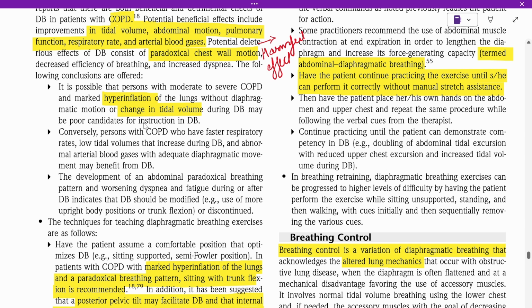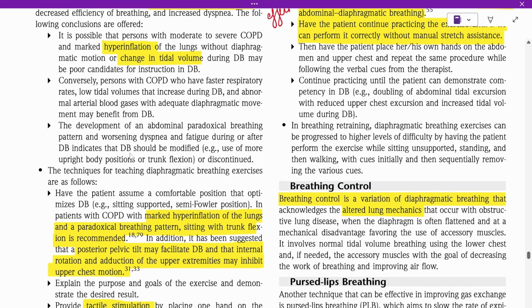The development of abdominal paradoxical breathing pattern and worsening dyspnea and fatigue during or after diaphragmatic breathing indicates that diaphragmatic breathing should be modified, for example, use of more upright body positions and trunk flexion, or discontinued if any complication will take place.